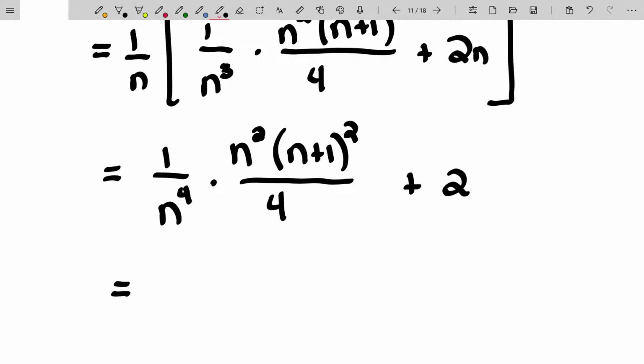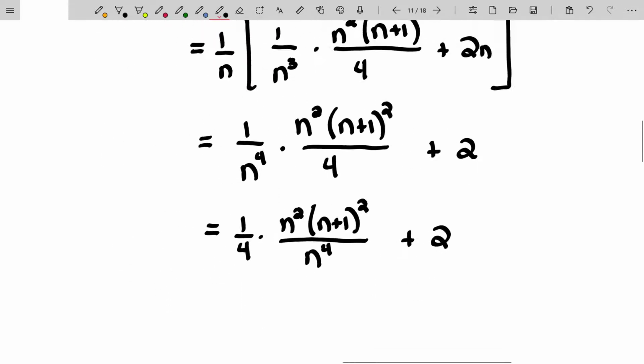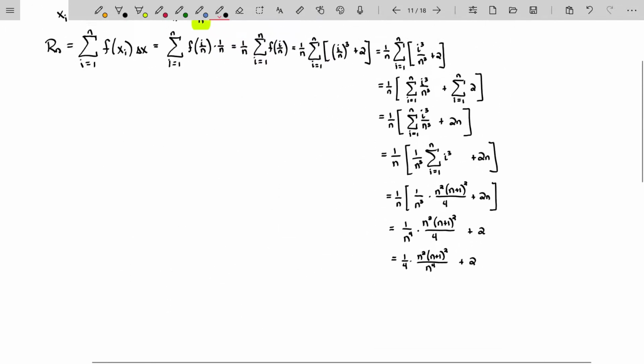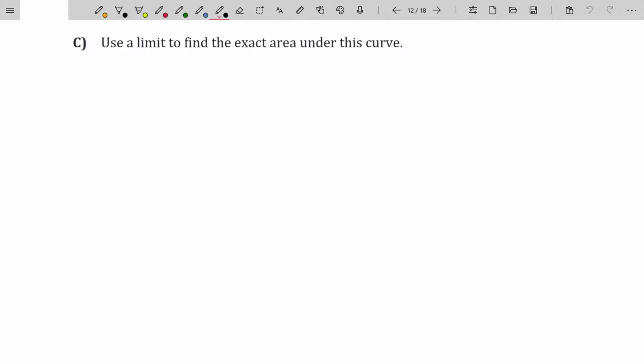And if you really want to write this nicely, you could say that's 1/4 times n squared times (n plus 1) squared over n to the 4th, plus 2. All right, so that is a closed formula. That's what we'd call a closed formula for r sub n. Now that we know that, let's see what part C of this is asking: use a limit to find the exact area underneath this curve.